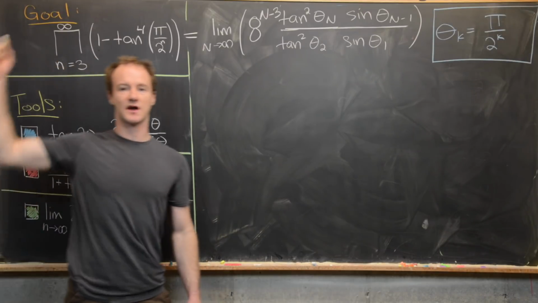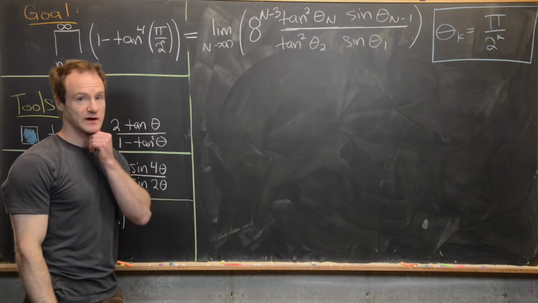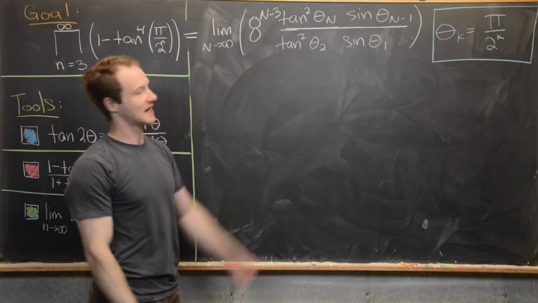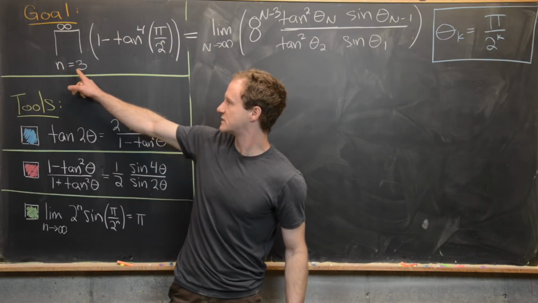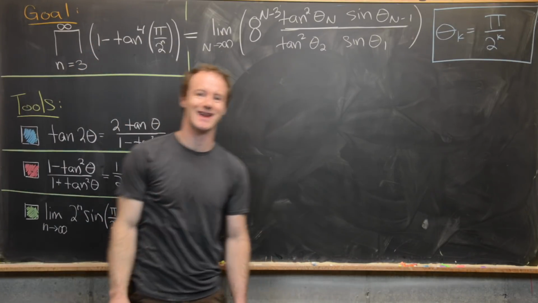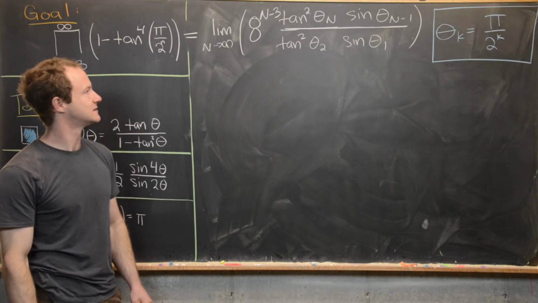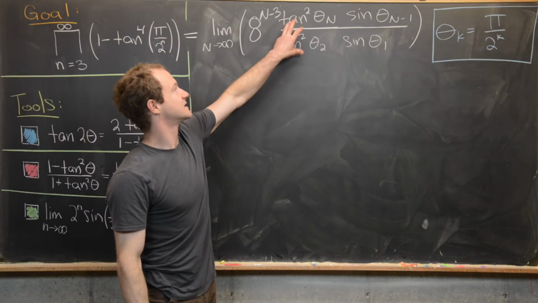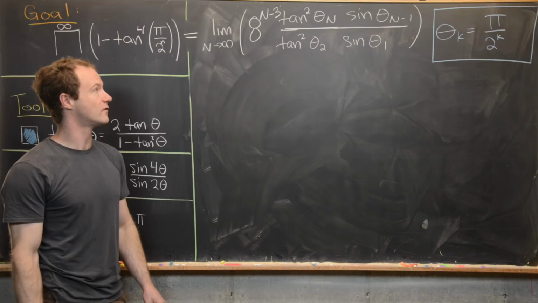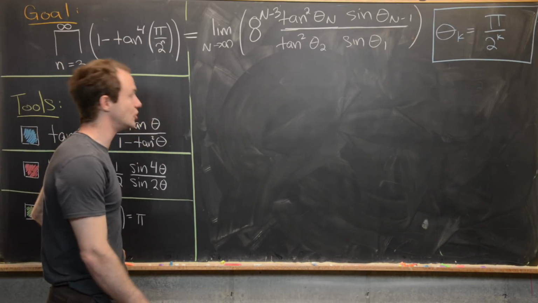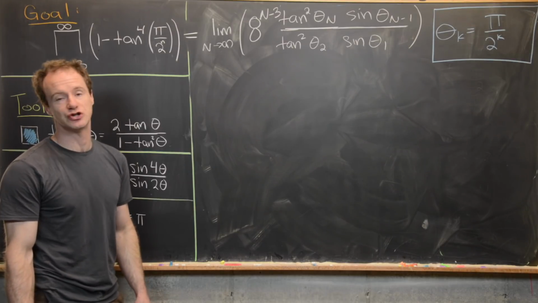So in the last board, we saw that our infinite product was going to telescope down to the following form. Notice we've got 8 to the n minus 3, and that's because we're starting at n equals 3, so our partial product, 3 to n, had exactly n minus 3 terms. So that explains the exponent on the 8. And then everything else telescoped down to tangent squared theta n times sine theta n minus 1 over tangent squared theta 2 times sine theta 1, where theta k was equal to pi over 2 to the k.